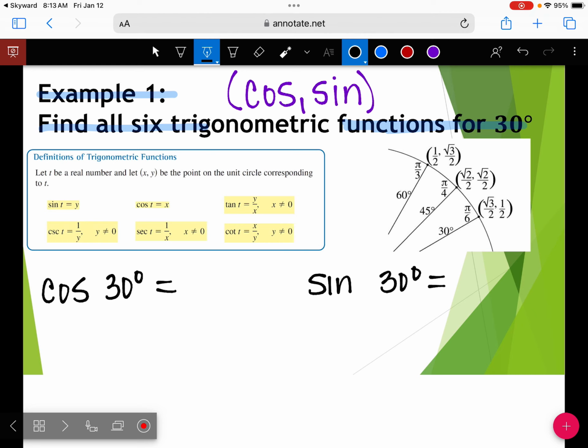So looking at the unit circle, what would you say the cosine for 30 degrees is? So what is the cosine of a 30-degree angle? Root 3 over 2. Good. Because that's the x value. That's the x coordinate. And what's the sine of a 30-degree angle? 1/2. So those are the easiest 2 of the 6 because you just need to look at the unit circle. You don't need to do anything else. Sine and cosine are already there for you.